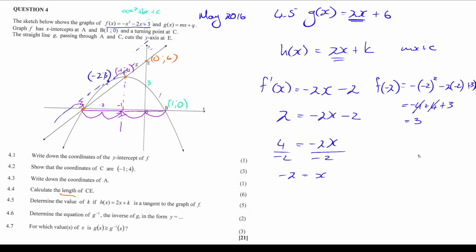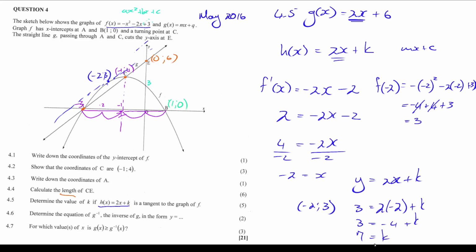Okay, and now we just have to solve for k. So we have h of x, which is y equals 2x plus k. Substitute in my coordinates, so -2 and 3. That would be 3 equals 2 times -2 plus k. This becomes -4 plus k. 4 goes over. 7. K equals 7. There you go.